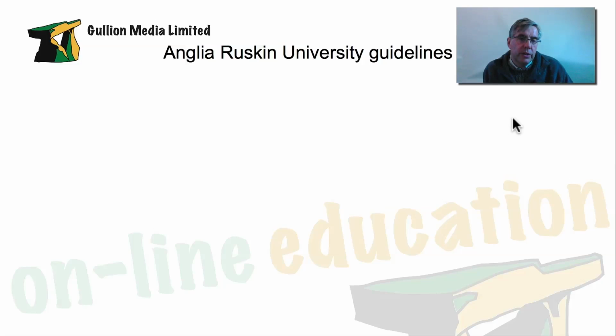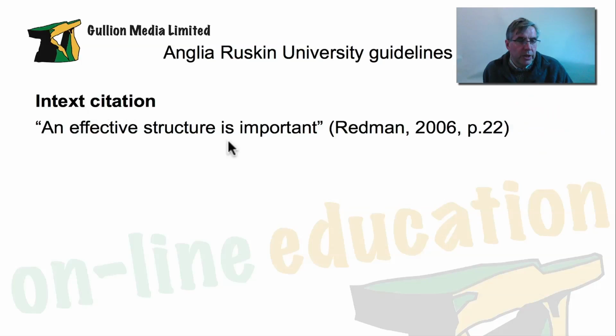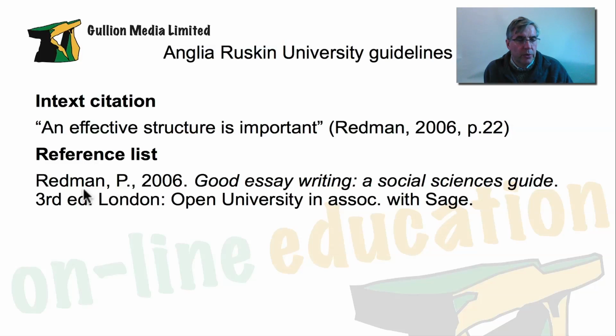The Anglia Ruskin University guidelines indicate how to put in-text citation as being in quotation marks, and then in brackets, you have the name, the year, and the page, so that anybody reading this can actually go to that document and locate that specific text, and just check how accurate you have been in your quotation. And then the reference at the end would indicate, as we've seen before, the name, the initial, the year, which normally would be in brackets, the actual article or text, the edition, the place that it was published, and who the publisher was.